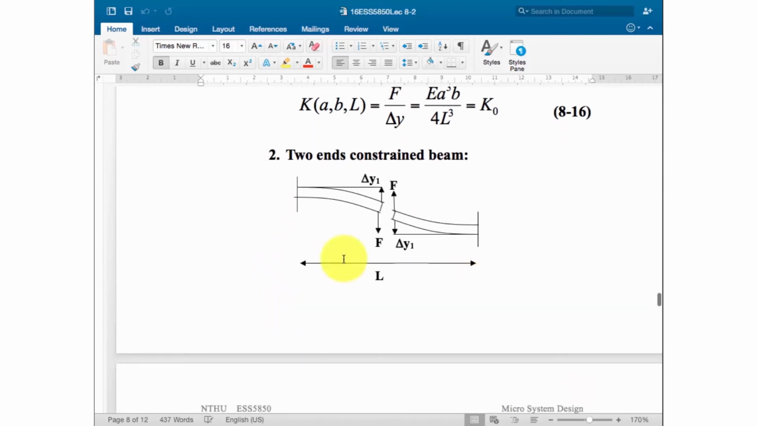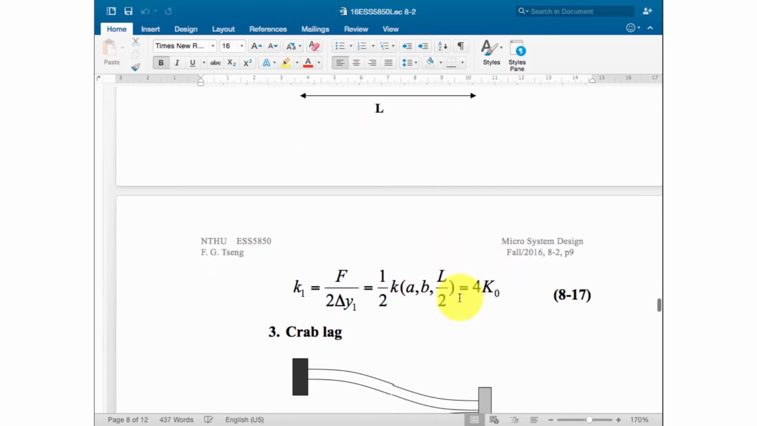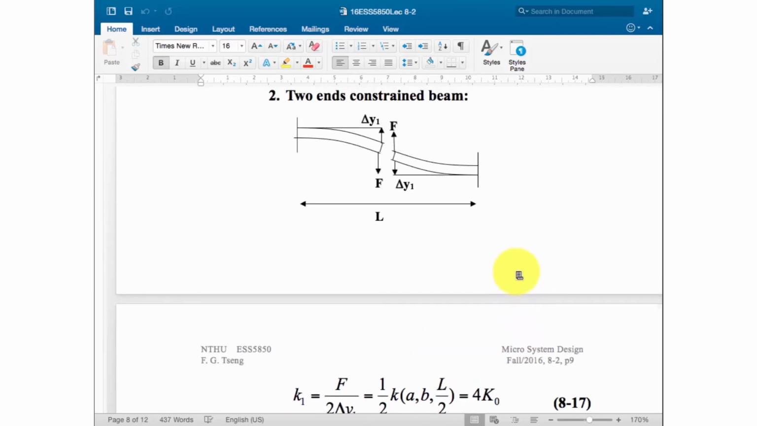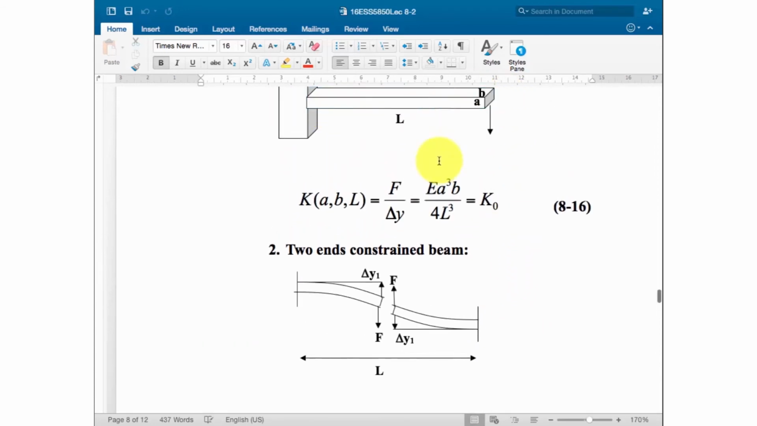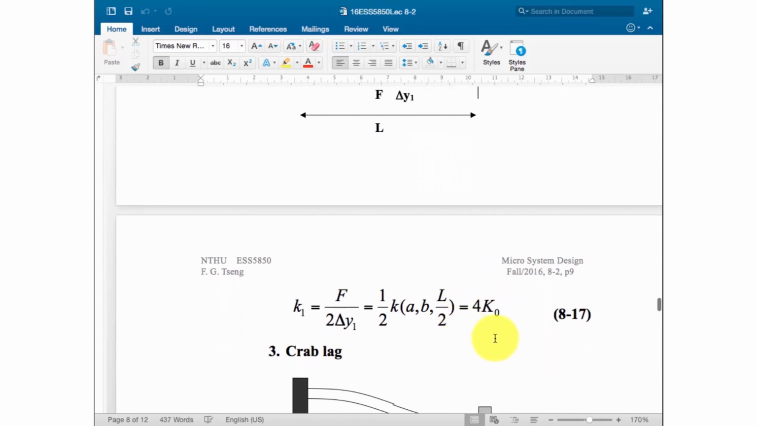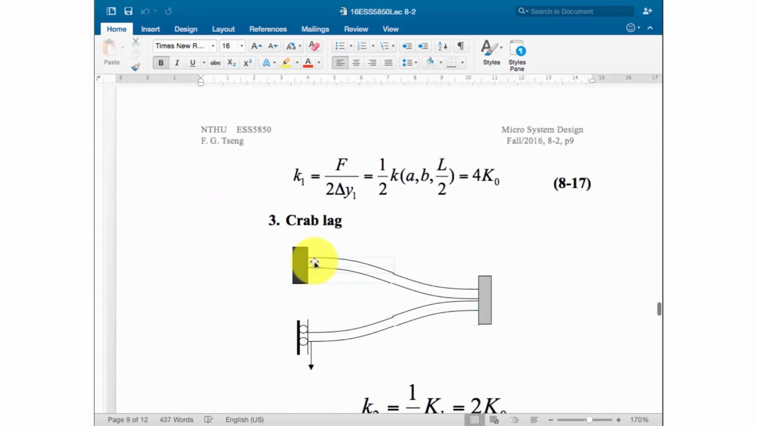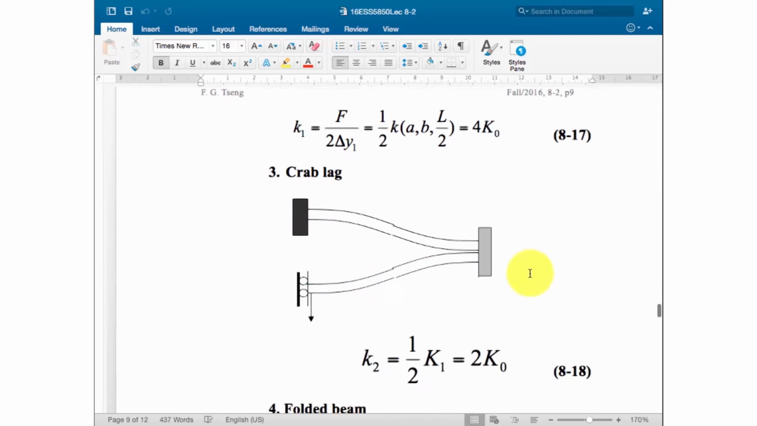Okay. So the first step, we consider only one spring, one cantilever. You have the 2 fixed ends and the deformation at the center. So we get 4K0. K0 means that you have only one cantilever and the deflection at the end. Now we change the situation into this deformation situation, so the spring becomes harder, stronger, becoming 4K0.